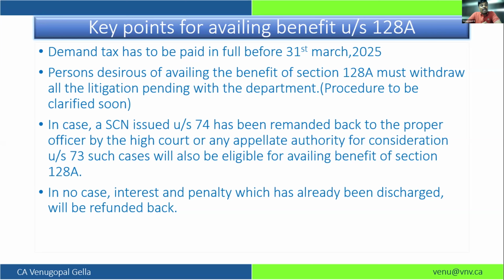So you can pay while making the pre-deposit, which could be, say, 10% for the first appeal, 10% for the second appeal. There is no restriction that you should only be paying 10%. You can pay even 100%. But still, it is made as a pre-deposit. You want to arrest the interest provision, right?